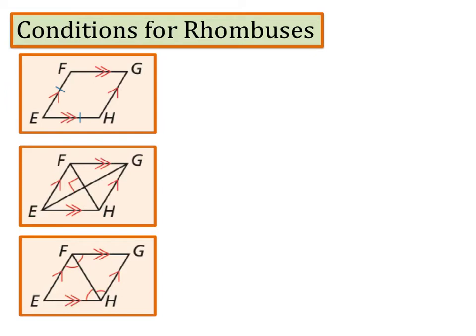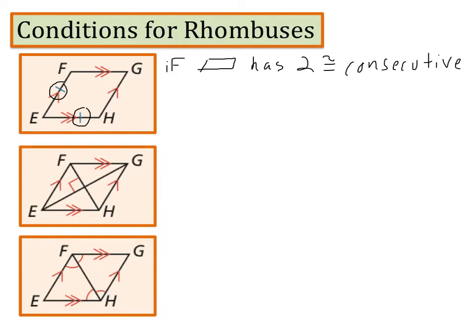The same way that we can determine whether a parallelogram is a rectangle, we can determine whether a parallelogram is a rhombus. Now, in this first image that we have here, we have two consecutive congruent sides. Now, if a parallelogram has two congruent consecutive sides, then that parallelogram is a rhombus.